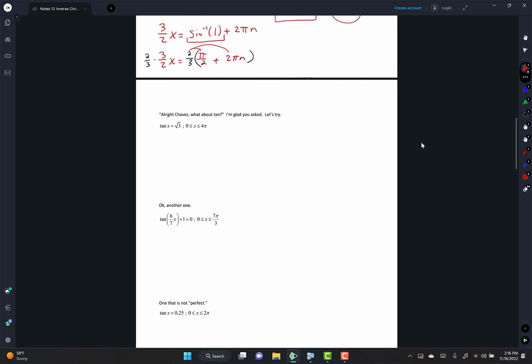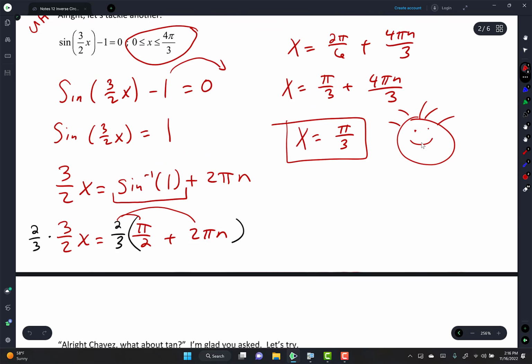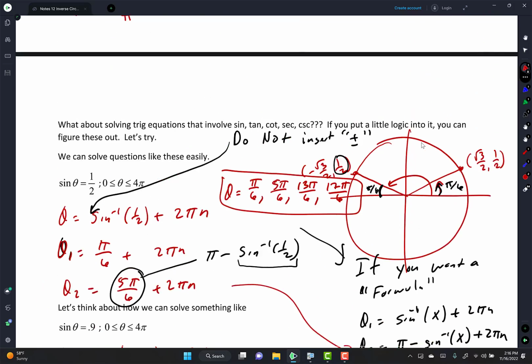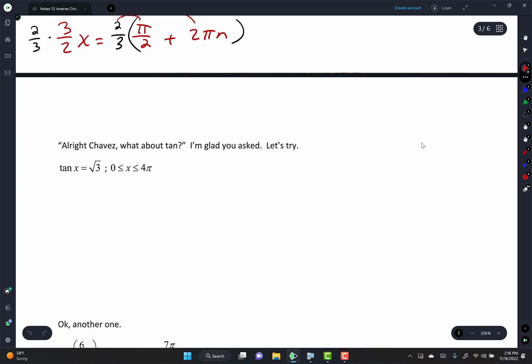All right. Here we go, guys. So let's go ahead and start. So here's where we left off in your class. It says, all right, Travis, what about tan? So all we've been doing lately, guys, is just sine and cosine. So hopefully now you're pretty good about sine and cosine. But yeah. So here we go.